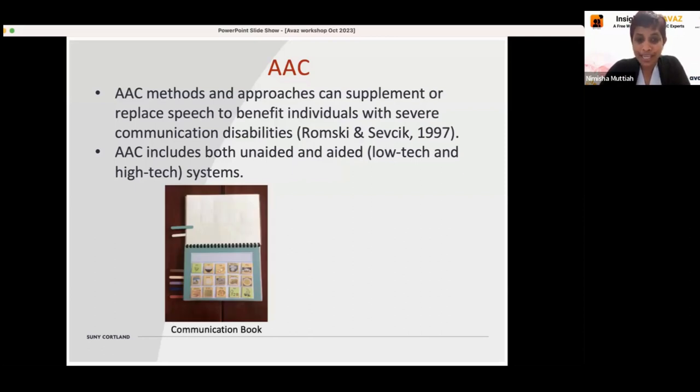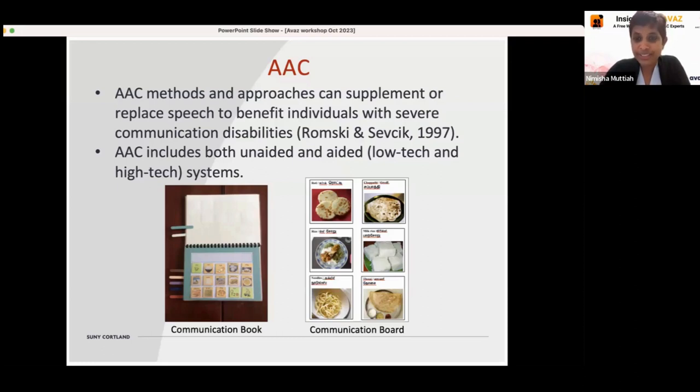So here's an example of an aided system. Both of these are examples of low-tech systems. One is a communication book, and this communication book, as you can see, was developed using printed out photos from the AAVA app. And then this one on this side of the screen is a communication board. This was actually developed for a child whose family was trilingual. So they used English, Sinhala and Tamil at home, and you can see that the text is in all three languages.